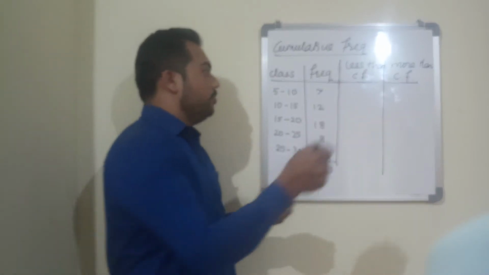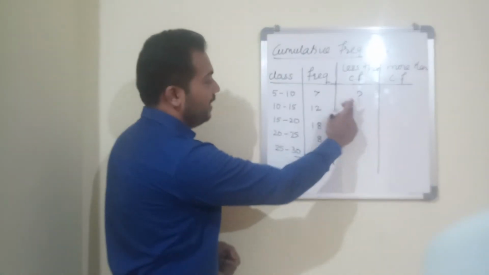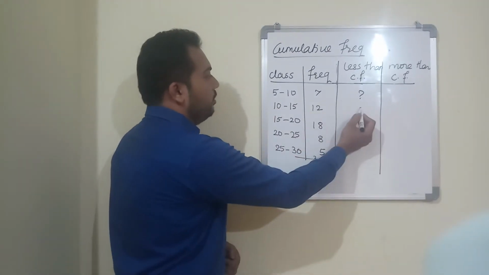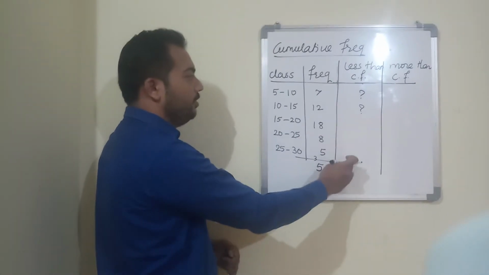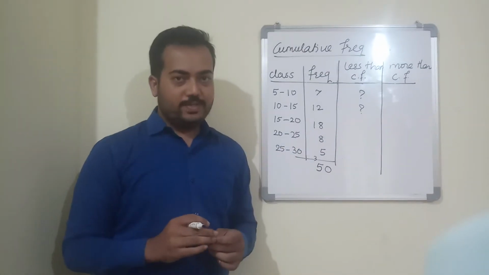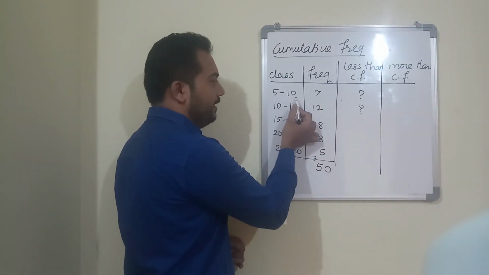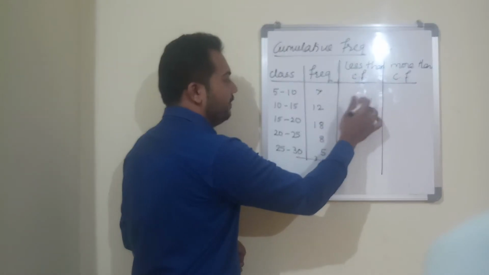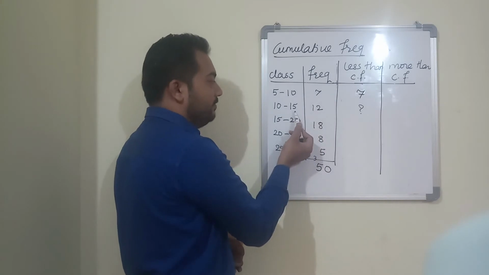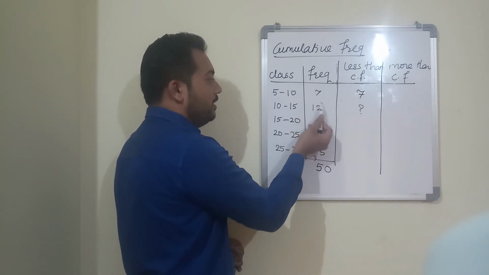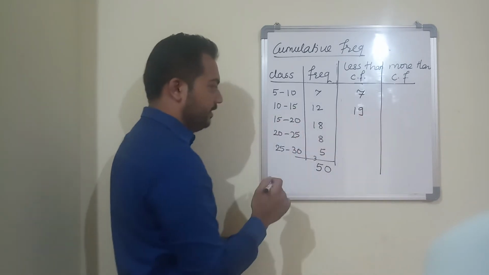That means what you write here, you write how many values are there which are less than 10. Similarly, here you write how many values are there which are less than 15. So for less than cumulative frequency, upper limit is always considered. Okay, so now anyway we know that these 7 values are between 5 and 10 where 10 is excluded. So all 7 values are less than 10. Now for how many values are there less than 15? So previous 7 value and these 12 values altogether 19 values are there which are less than 15.